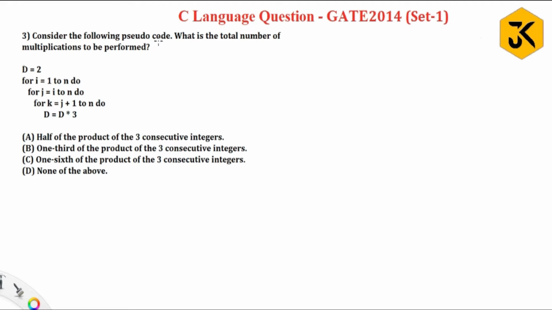Consider the following pseudocode. Here they have given a few lines of code and they are asking for the total number of multiplications to be performed. They have given three for loops with one multiplication statement. They are asking how many times this statement is going to execute.